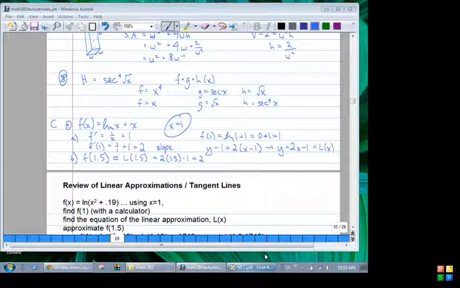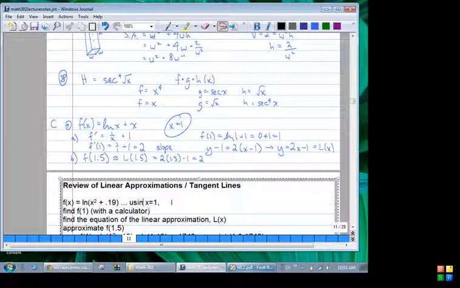Okay. So that brings us to the next thing, which is a review of linear approximations and tangent lines. I want to work through my example. Imagine that we have this function, ln of x squared plus 0.19. Some random function. Let's say that we are at x equals 1.